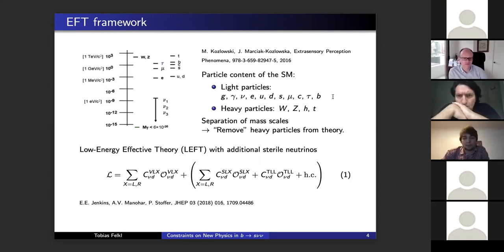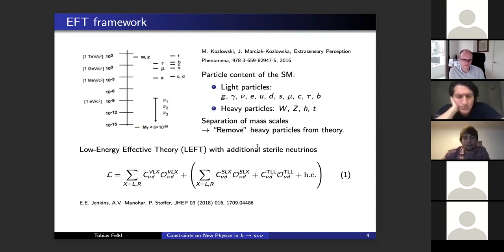Because of this quite pronounced mass gap between these two sectors, it is possible to remove the heavier particles as active states from the theory and instead capture their effects entirely in terms of so-called Wilson coefficients, which we denote by the capital C's down here, which accompany effective dimension 6 operators, which are entirely composed of the light particles in the standard model. And so this effective theory has the suggestive name low energy effective theory.